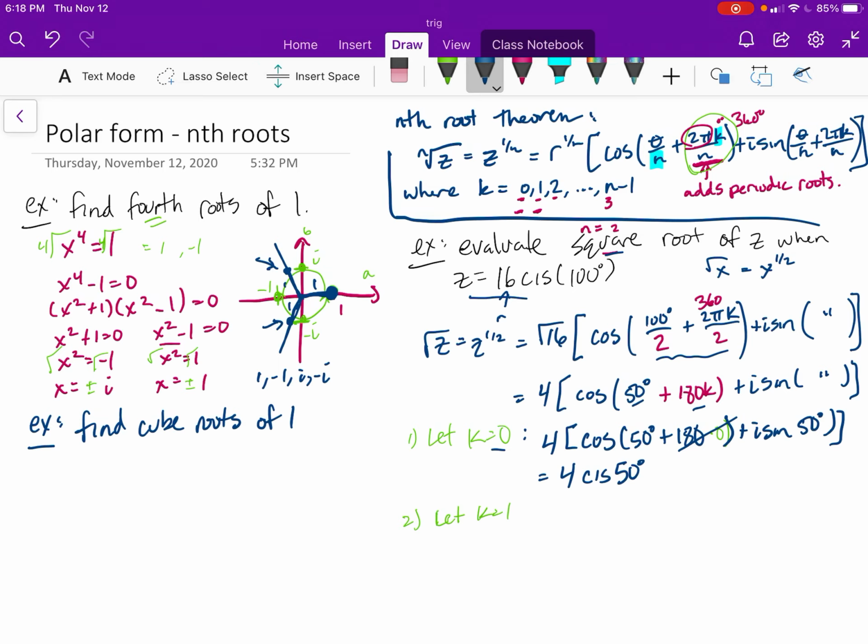All right, now let k equal 1. So 4 cosine 50 degrees plus 180 times 1, okay, plus I sine, and 180 times 1 is 180, plus 50 is 230. We'll go ahead and simplify that now.